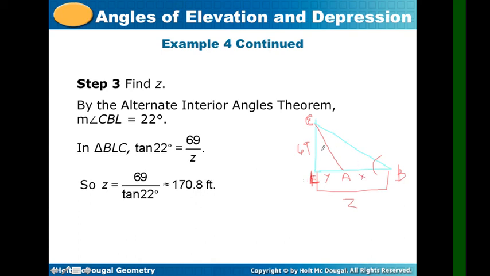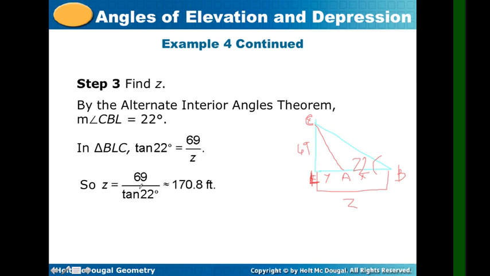The relationship of B to 69 is opposite. The relationship of B to Z is adjacent. That's why gumamit tayo ng tangent because of the clue na opposite over adjacent. So the opposite is 69 over adjacent, which is Z. Then we have tangent 22 for the degrees na given kanina for the angle B. Now, just cross multiply. So we have 69 over tangent 22 and you will get 170.8 feet.